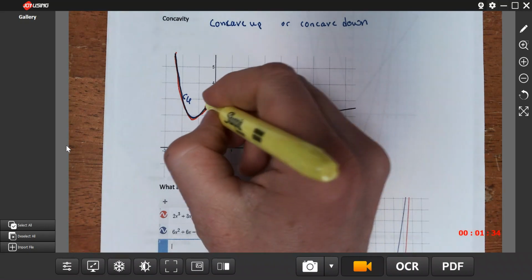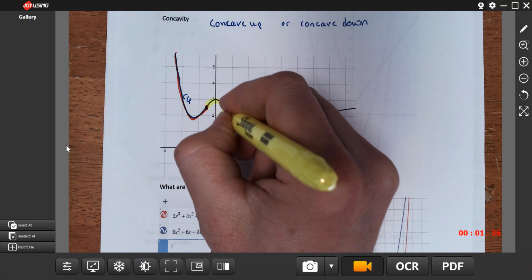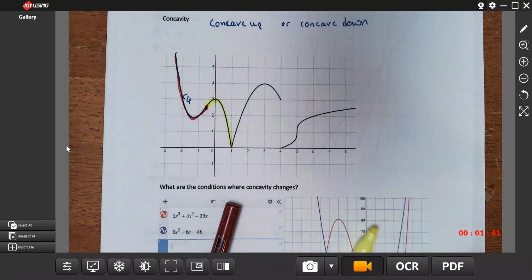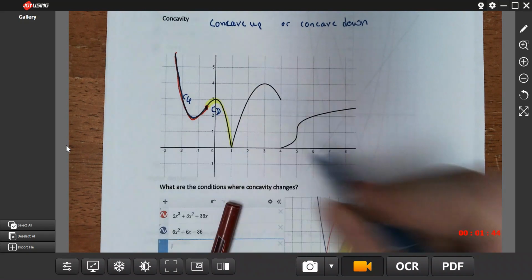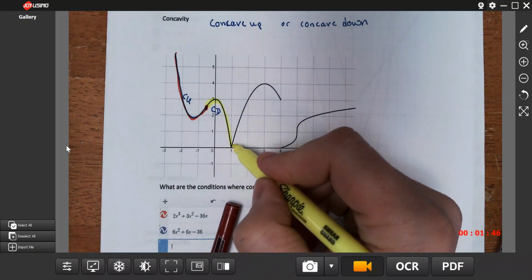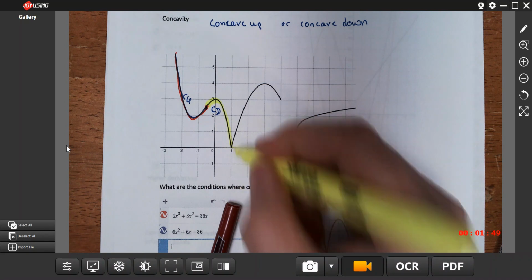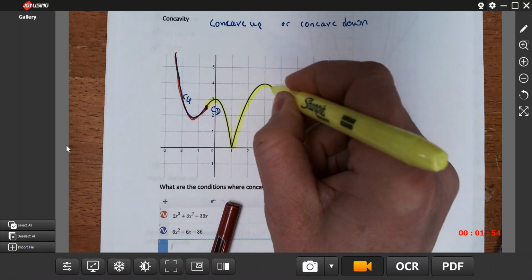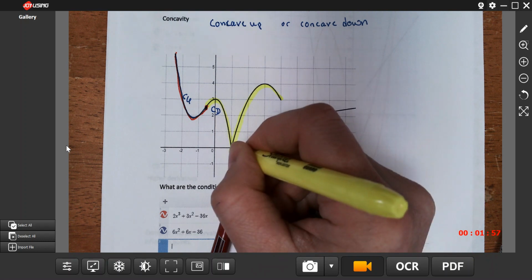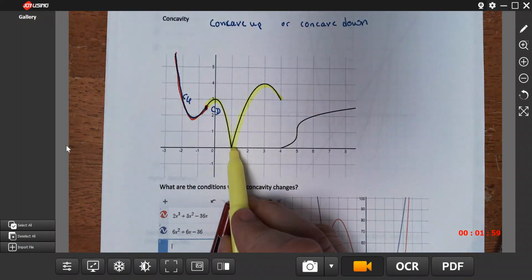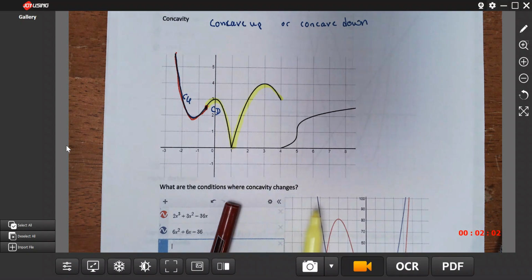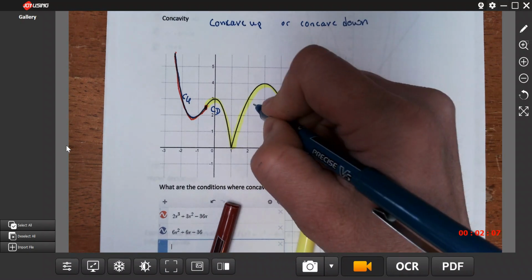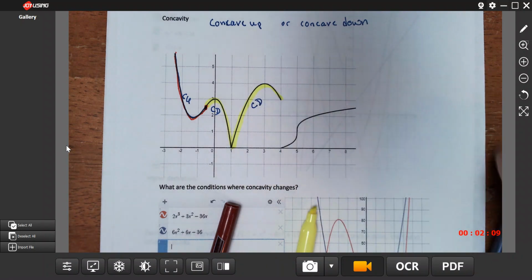So if I follow this along, this region has my cave facing down. So that little cave there, enclosure, is facing down. So that region in yellow is concave down. I have a sharp turn here, so something changes. But if you look right here, this region also has a cave that's facing down. So right at x equals 1, there's a sharp turn, and it is neither concave up nor concave down. But the rest of this region here, the shape is concave down.